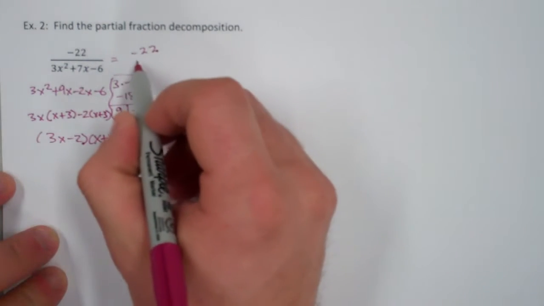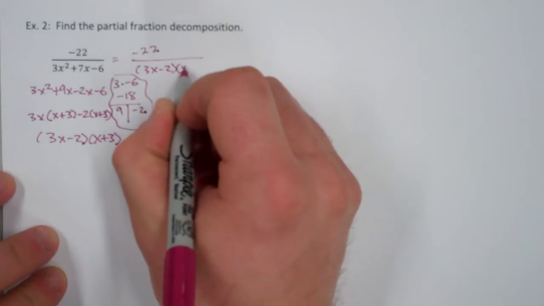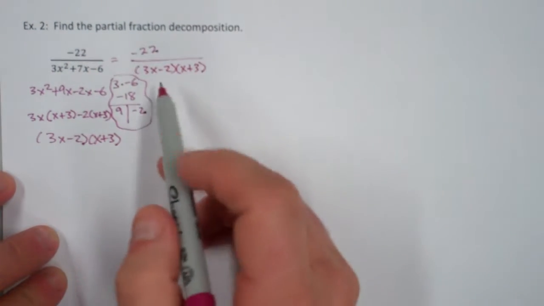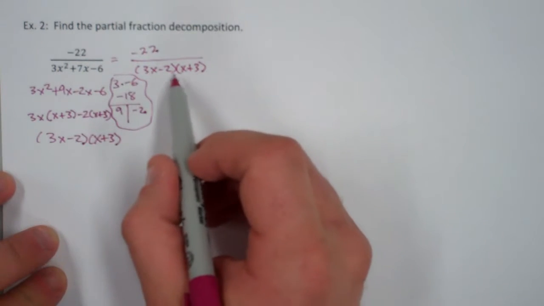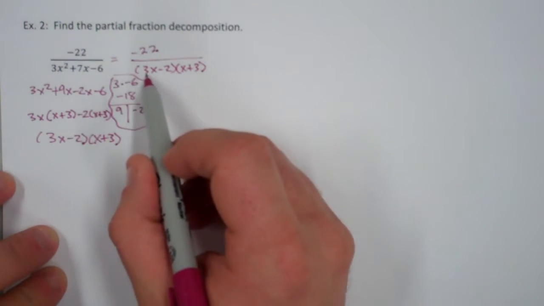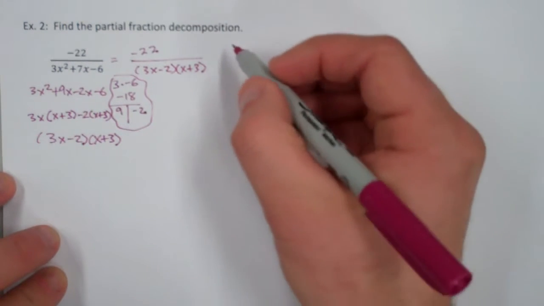So we want to list those at the bottom: 3x minus 2 and x plus 3. And you can verify this by multiplying it out. So negative 2 times 3 is negative 6. We've got negative 2x plus 9x, which is 7x. And 3x times x is 3x squared.